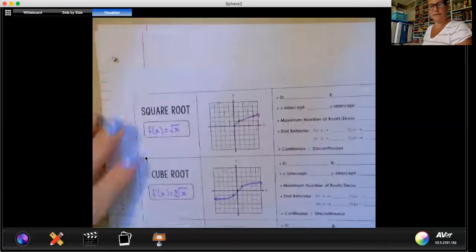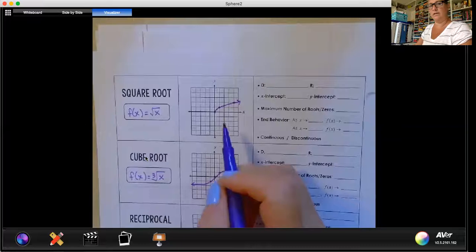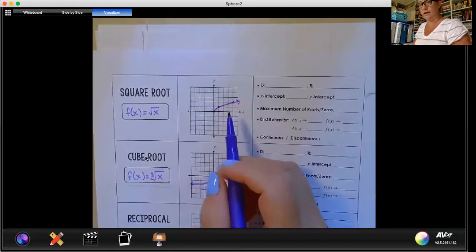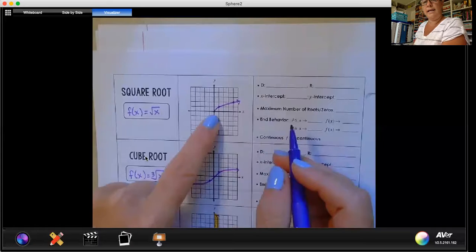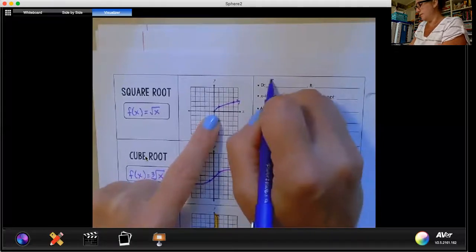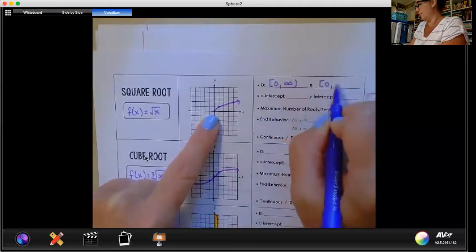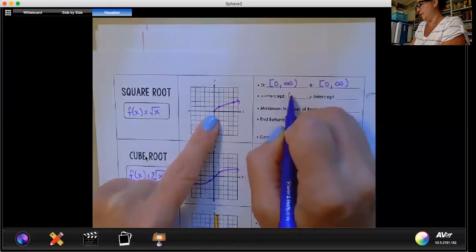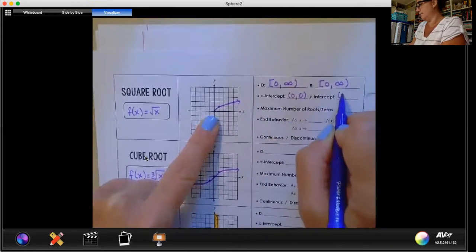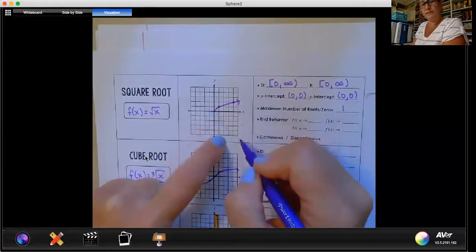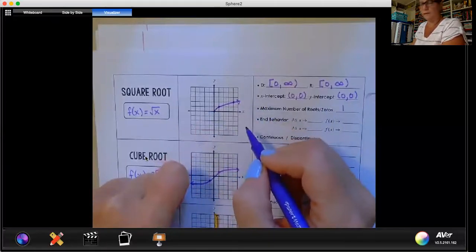Taking a look on the back, square root function, f of x equals the square root of x, and the graph that you see here. Domain and range both have a restriction because, as you can see, this graph is only in quadrant 1. It includes the point 0, 0, so 0 to infinity for both. X and y intercept 0, 0. Maximum number of zeros is 1. If you were to shift this down, it's still only going to cross 1 time.